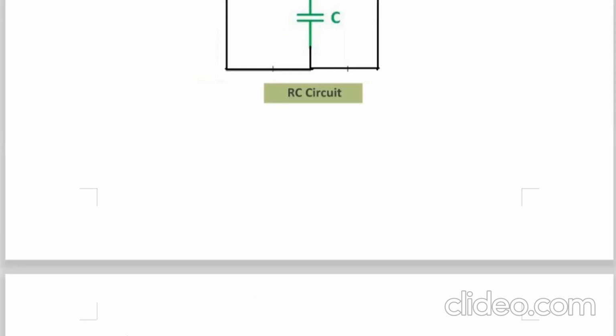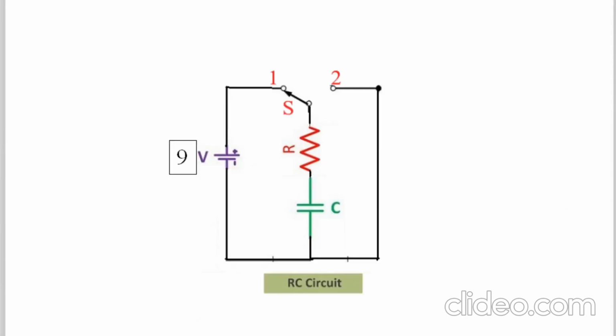Now just remember that capacitor charges exponentially when you connect the switch S to position number 1, because battery gets connected to the capacitor through resistor R. Now when you want to discharge the capacitor, just by removing this switch, you cannot discharge, because to discharge the capacitor, you must short circuit the capacitor through the resistor or directly.